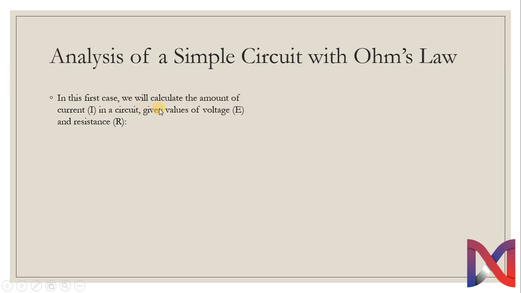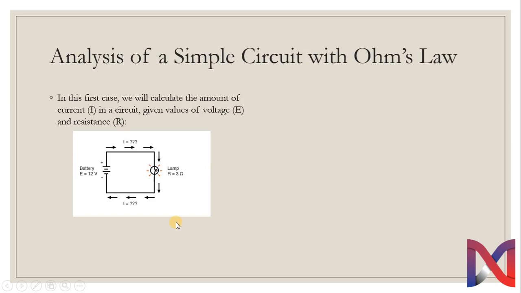In the first case, we will calculate the amount of current in the circuit given that the values of voltage and resistance are known. Here we have 12 volts as source, current is unknown, and resistance or lamp is 3 ohms. As already mentioned, we take the direction of current as clockwise. So we can find the current as I is equal to E divided by R. Here let me tell you that you don't need to be confused between E or V. Both are used for mentioning voltage. So I is equal to V divided by R. We have 12 divided by 3 ohms. Our current is 4 ampere.